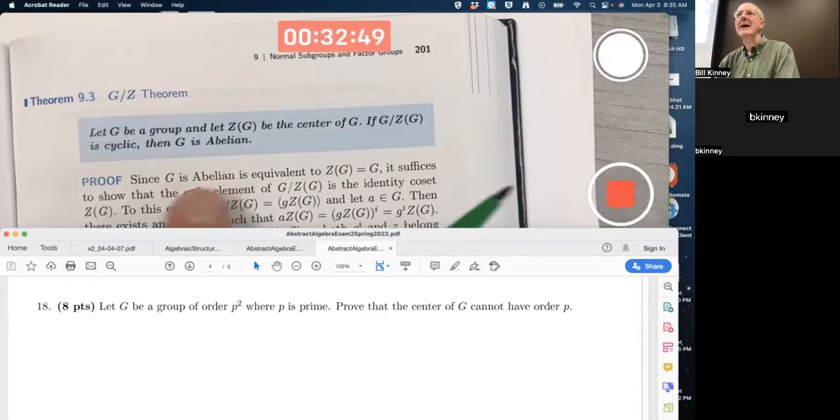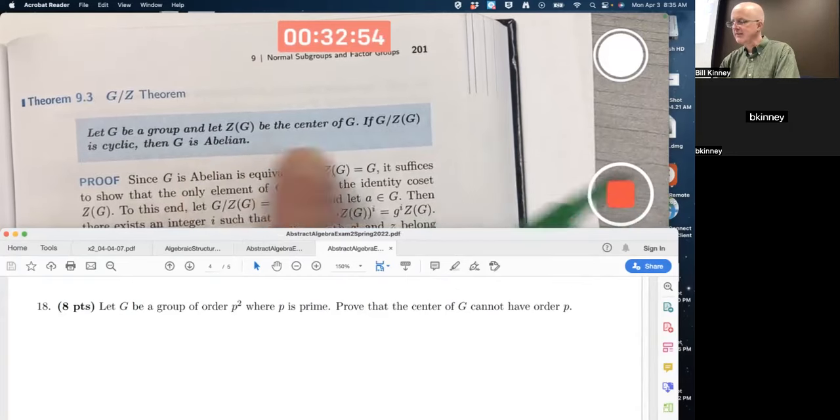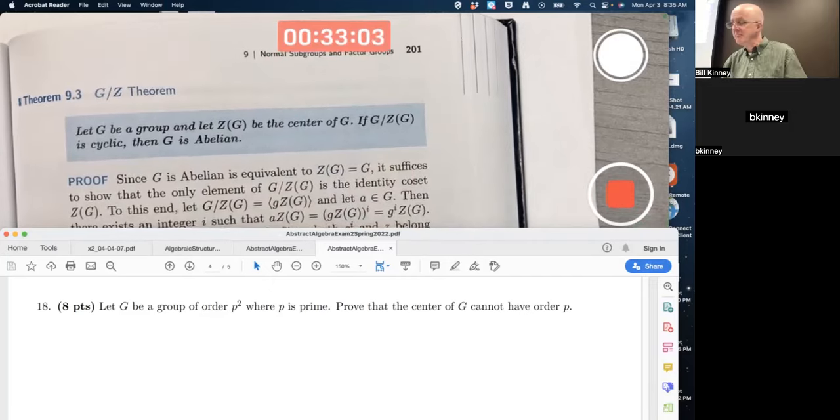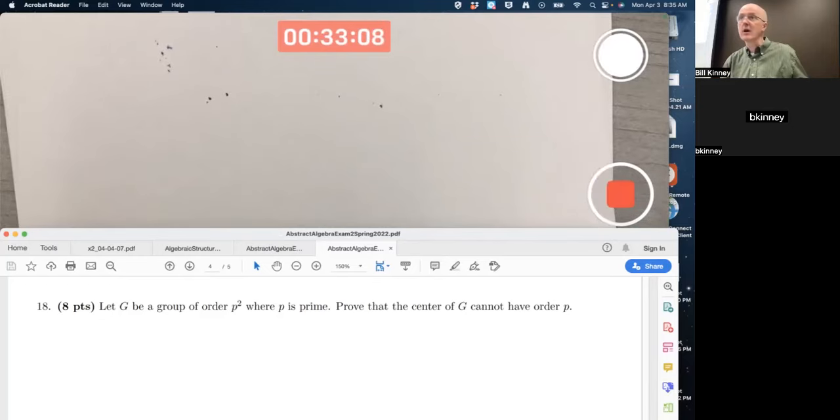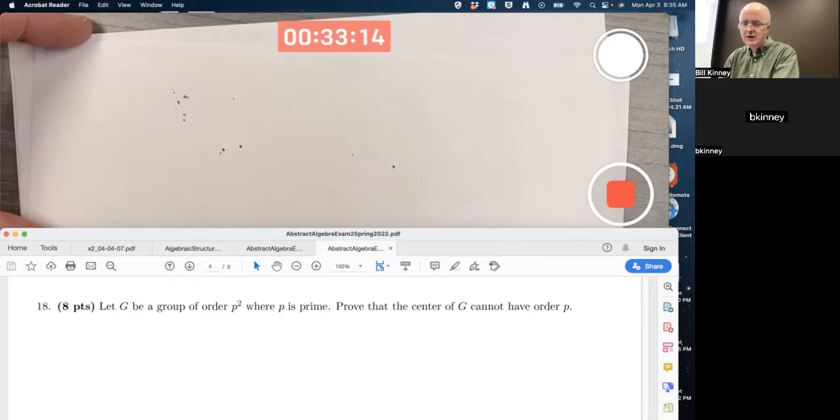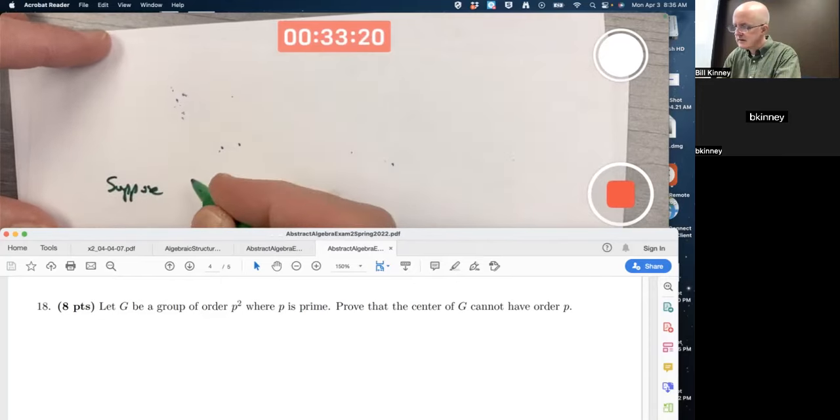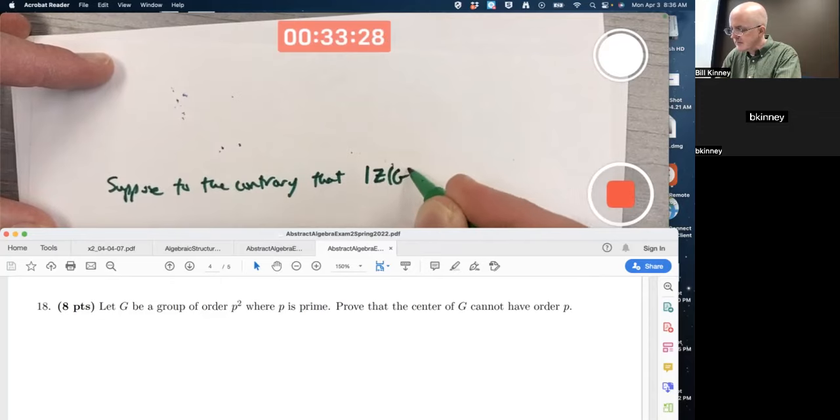The author does emphasize it's really the contrapositive that's more useful. If G is non-abelian, then the factor group can't be cyclic, which is again a strange fact, and strange facts are often useful. Anyway, that's something that can be used here, along with Lagrange's theorem. Could use an argument by contradiction. Suppose to the contrary that the center has order P.